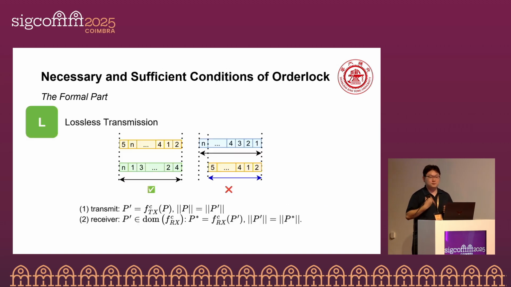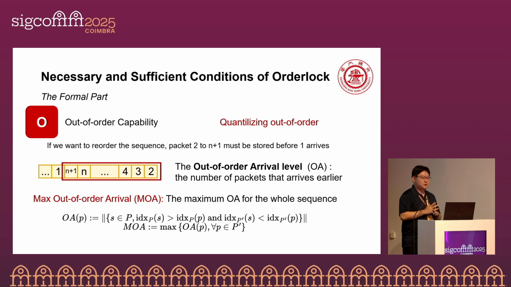Lossless transmission is simple. No packets are lost. The number of packets remains the same after both the transmit and receive functions. To define out-of-order capability, we first need to quantify it.